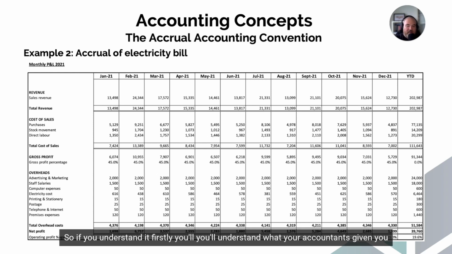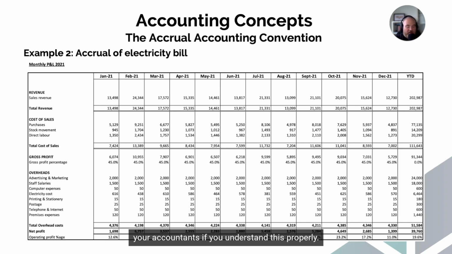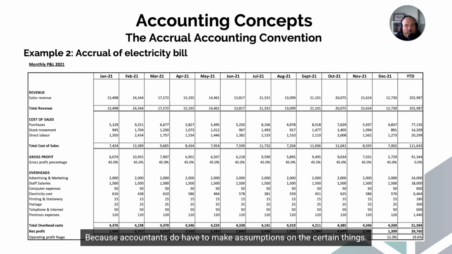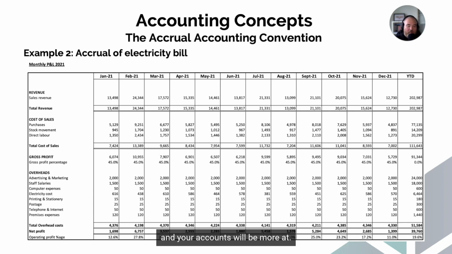So if you understand it, firstly, you'll understand what your accountant's given you, but more importantly, there'll be less of a difference between what you think you did and what your accountant says you did. You'll actually be able to challenge your accountant if you understand this properly, because accountants do have to make assumptions on certain things. They do have to, sometimes, abide by accounting standards rather than what you tell them to do. Whereas if you get this under your belt and get your head around it, you'll be able to challenge them, and your accounts will be more accurate for it.